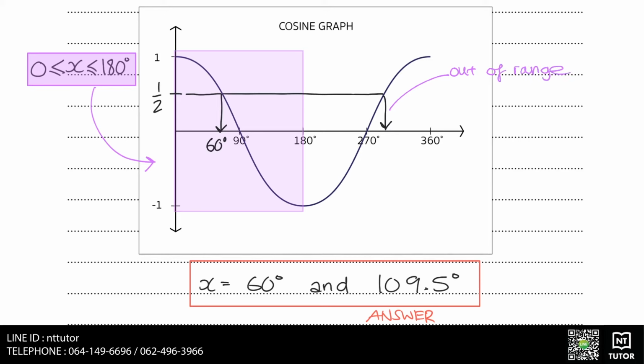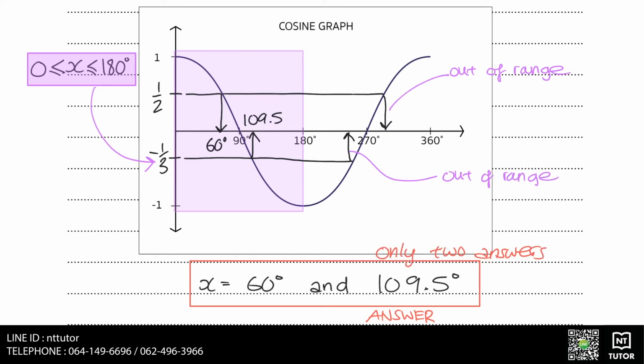The same thing happens for cos x equals minus 1 over 3. The first angle we get is 109.5, but then if we continue the straight line, the other angle is out of range as well. Therefore, we still only have two answers, x equals 60 and x equals 109.5.